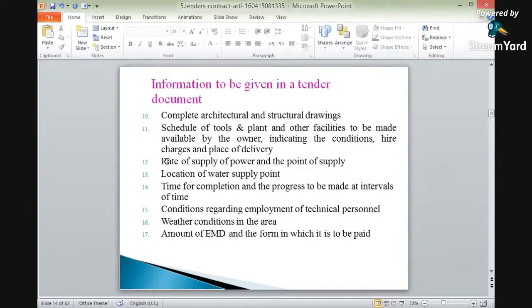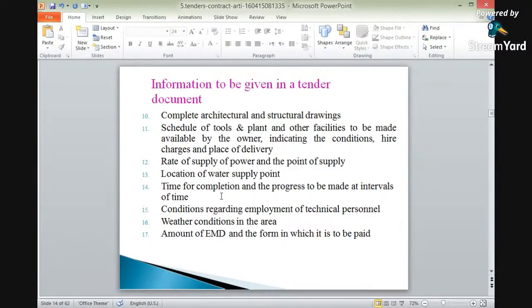Again, important in tender documents is the rate of supply of power and the point of supply. Whether the power will be supplied by the owners, and what will be the rate of supply of power? Because power plays an important role. Without power, most of the work will not be carried out. Therefore, the rate of power supply is also to be taken care of.